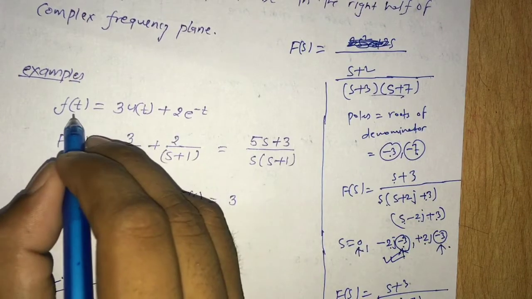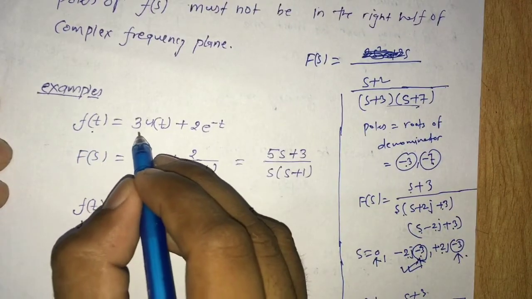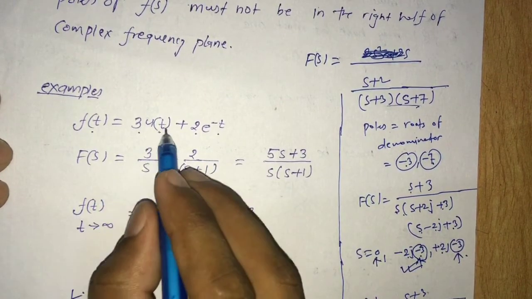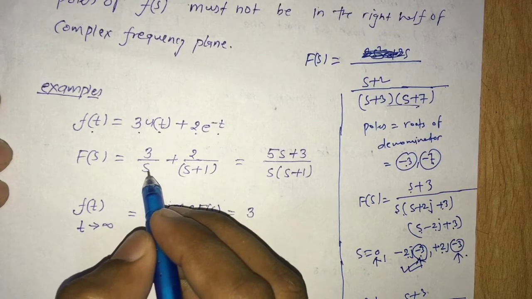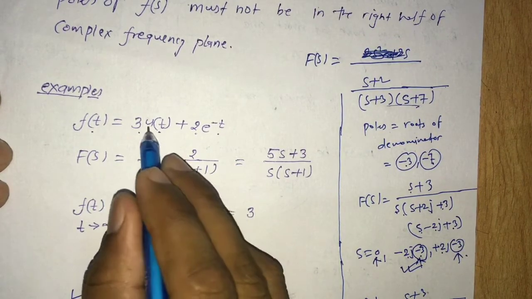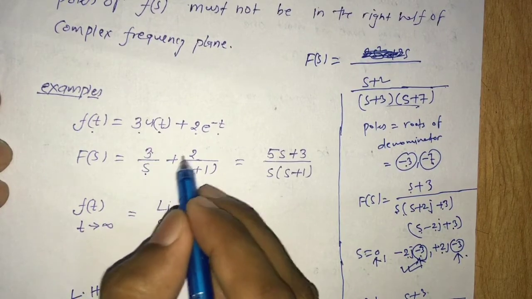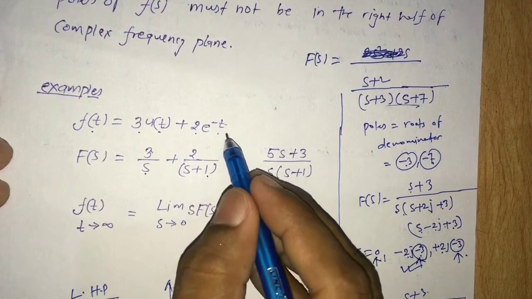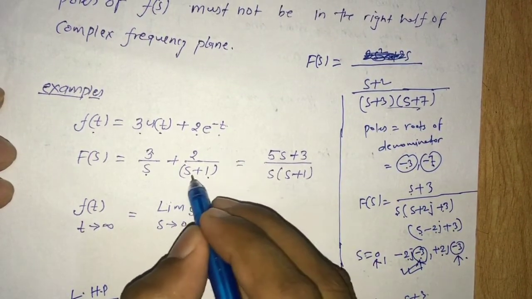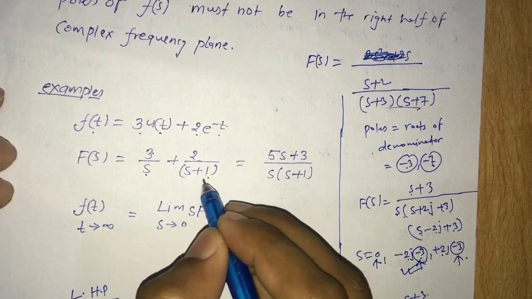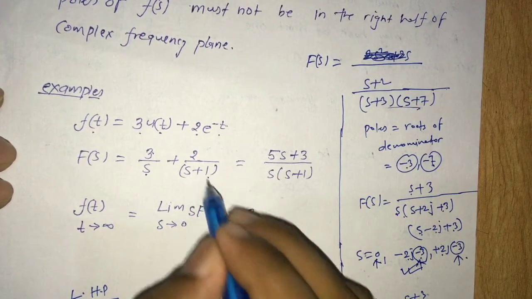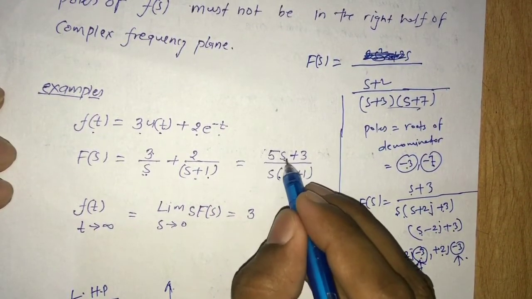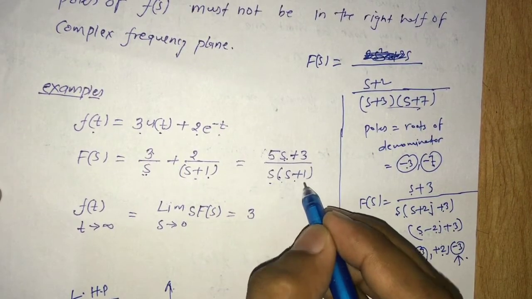Now an example. f(t) equals 3 into u(t) plus 2 e to the power minus t. This equation can be transformed into the frequency domain as F(s) equals 3 by s plus 2 by (s plus 1), where u(t) is converted to 1 by s. The e to the power minus t term is a shift in the frequency domain by 1 unit. And this is written as (5s plus 3) by s into (s plus 1).